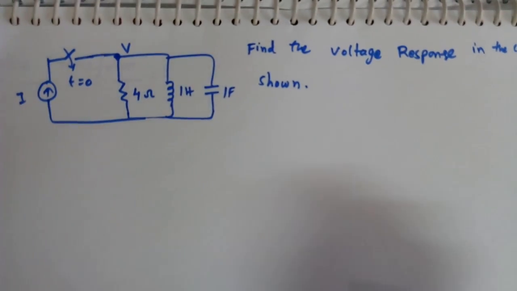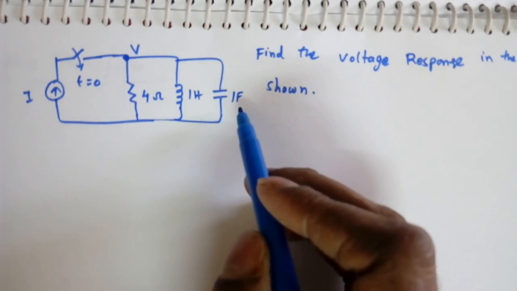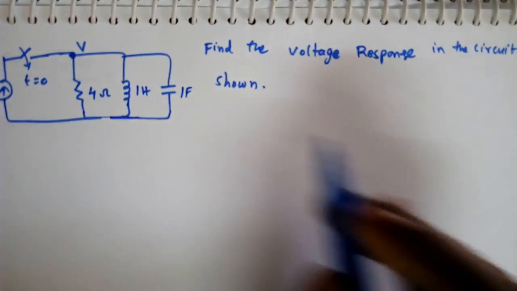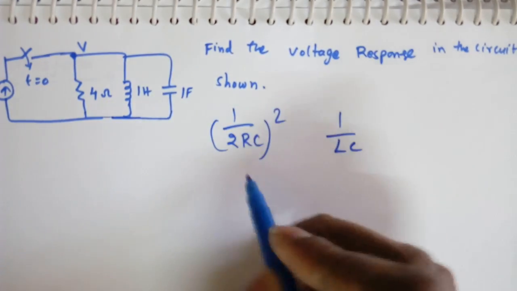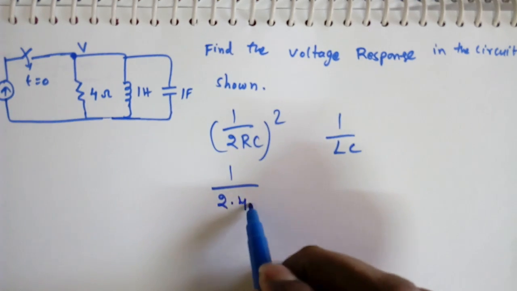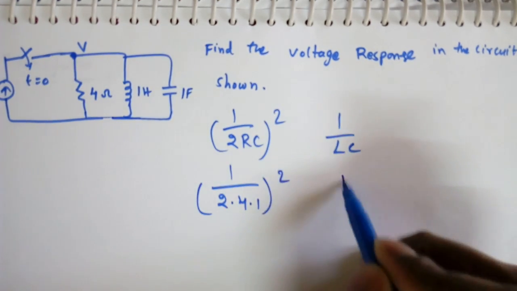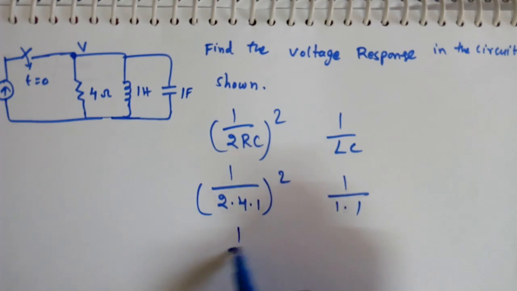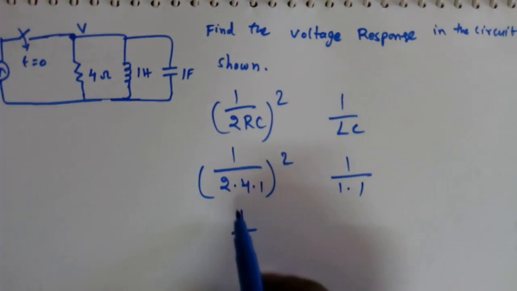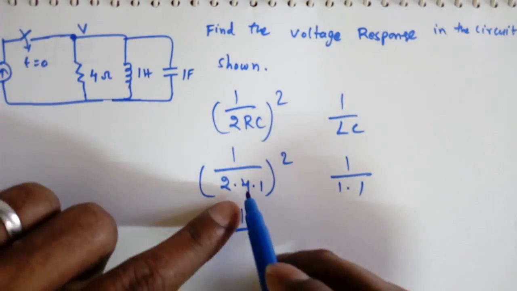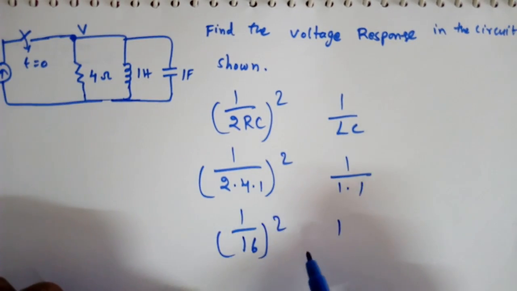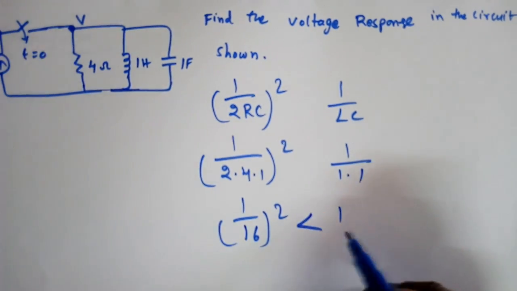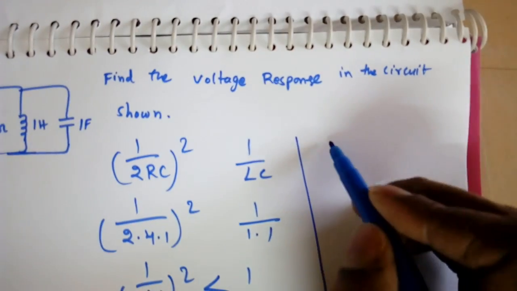Now let's take the same question in a parallel RLC circuit, with 4 ohm, 1 Henry and 1 Farad. We will check the conditions. Again in this case we need to consider (1 by 2RC) whole square and 1 by LC. That is (1 by 2 into 4 into 1) whole square, which is 1 by 64, and 1 by LC is 1. So obviously it is less than 1 by LC.